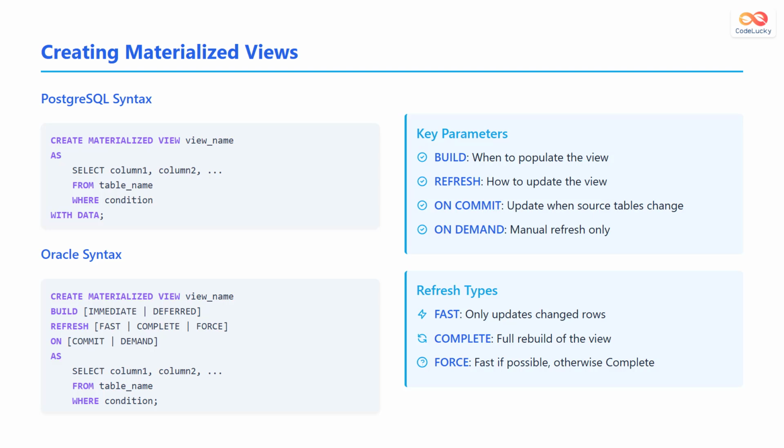Key parameters to consider are BUILD, which determines when to populate the view; REFRESH, which dictates how to update the view; ON COMMIT, which updates the view when source tables change; and ON DEMAND, which requires manual refresh only. Refresh types include FAST, which updates only changed rows; COMPLETE, which rebuilds the entire view; and FORCE, which attempts a fast refresh and falls back to a complete refresh if necessary.